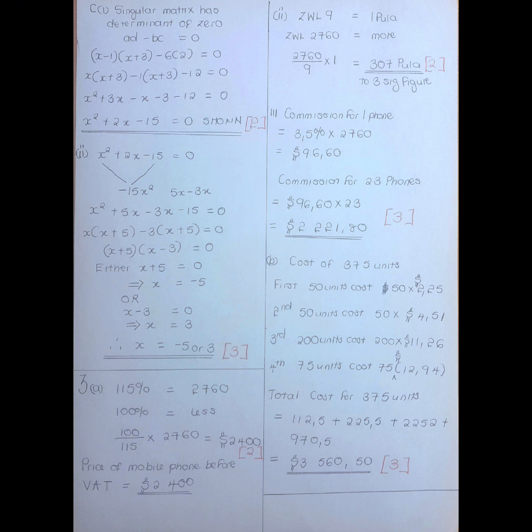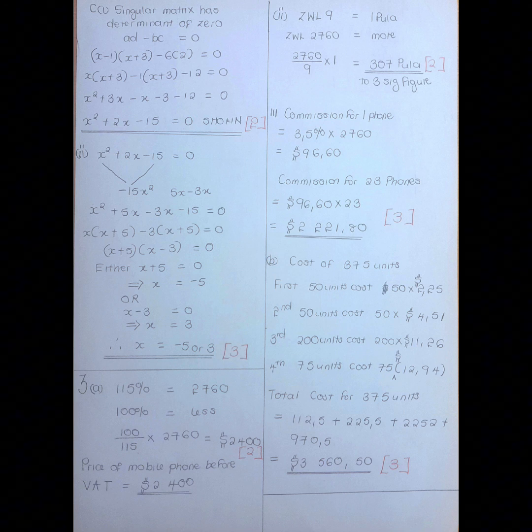And then the next part is requiring us to solve that equation. So we are going to first factorize, and then we are going to get x plus 5 times x minus 3. Then we say either x plus 5 is equal to 0, it implies that x is equal to negative 5, or x minus 3 is equal to 0, it implies that x is equal to 3. So the answers are x is equal to minus 5 or 3.